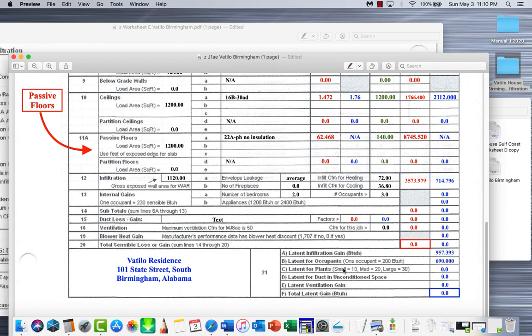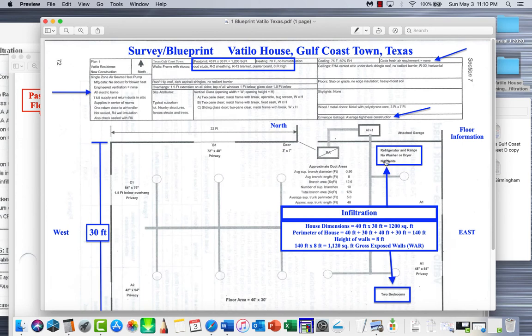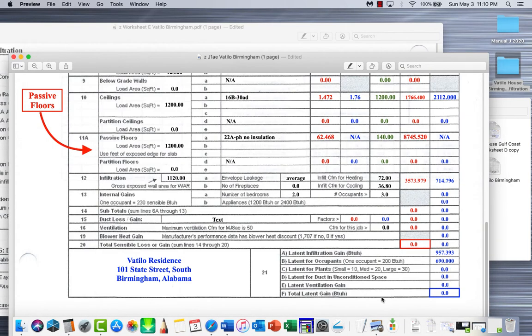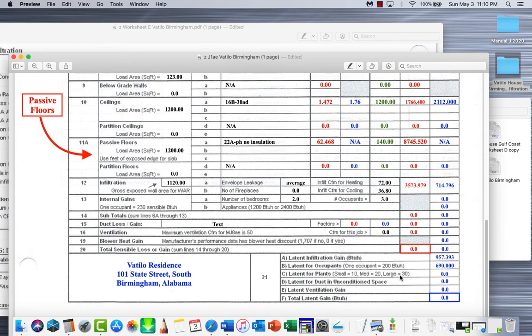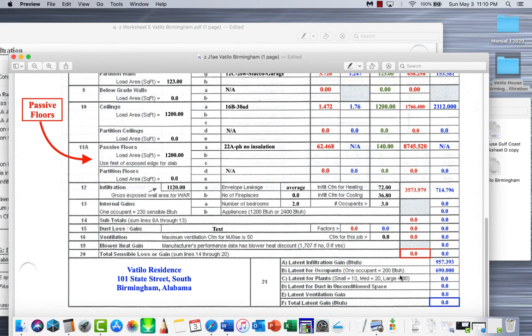Okay. How many plants do they have? Latent load for the plants? Well, if you looked at your survey, it said no plants. So no plants means 0 right there. We have not done the duct lossage yet. We hadn't done the latent ventilation gain yet. So those two there can stay blank for right now. Let's see, what else do we have here?